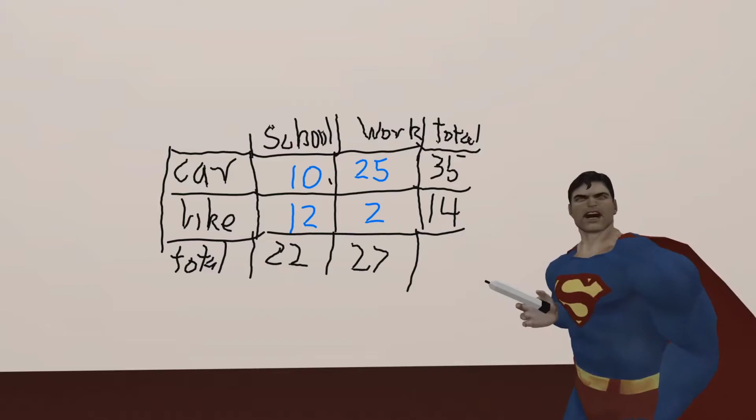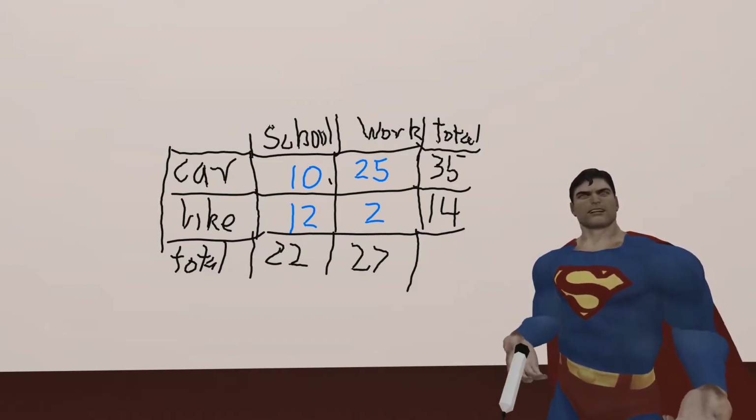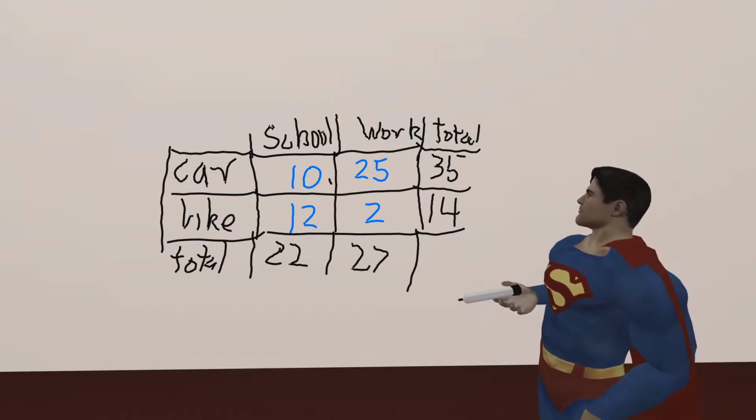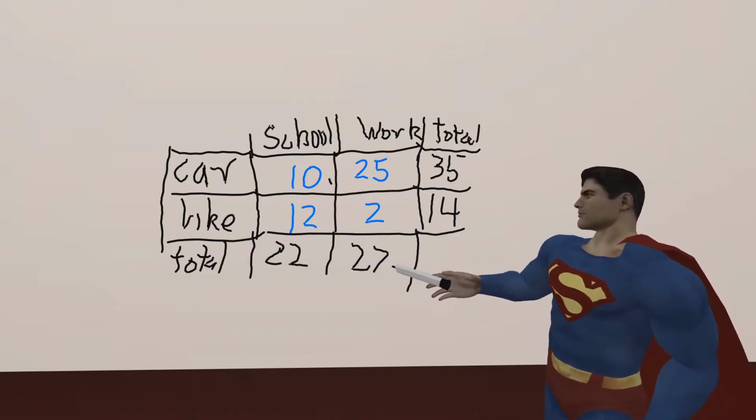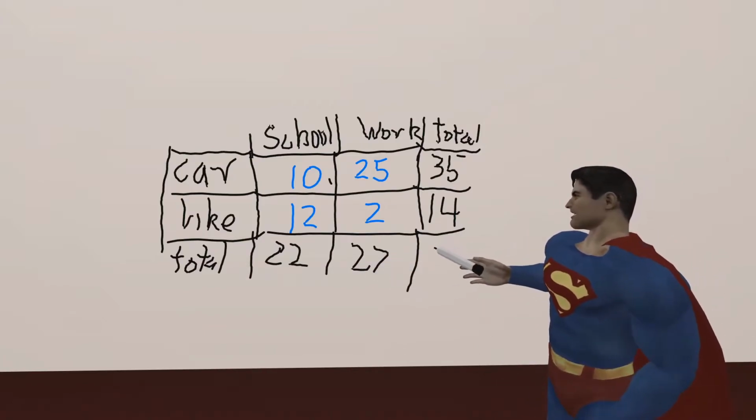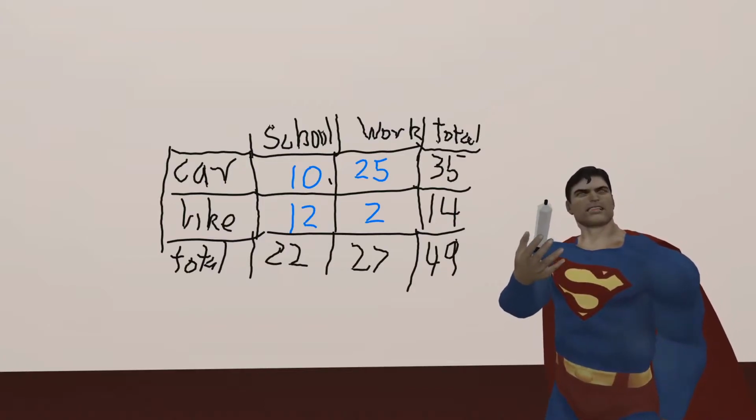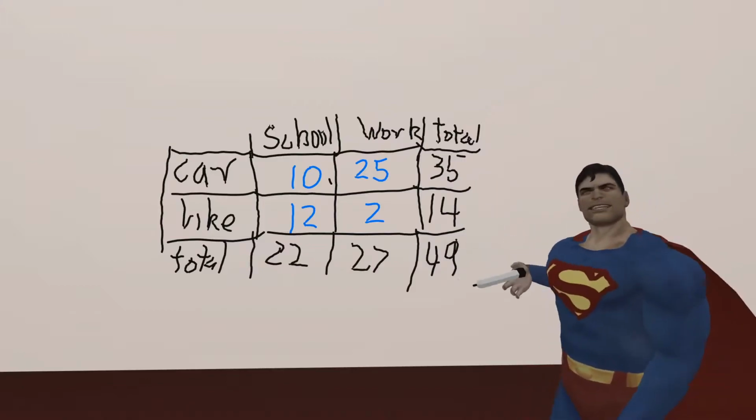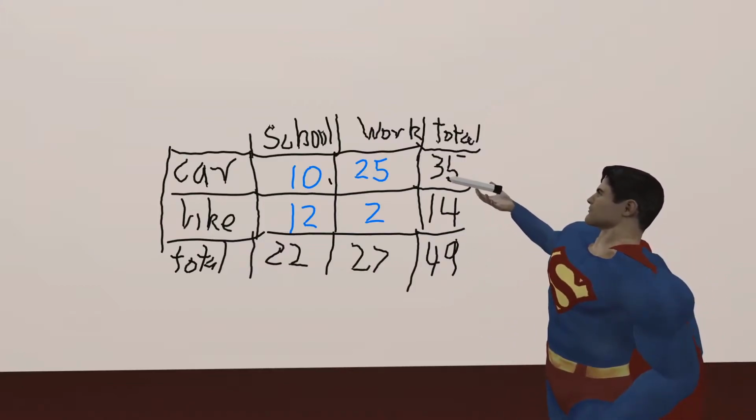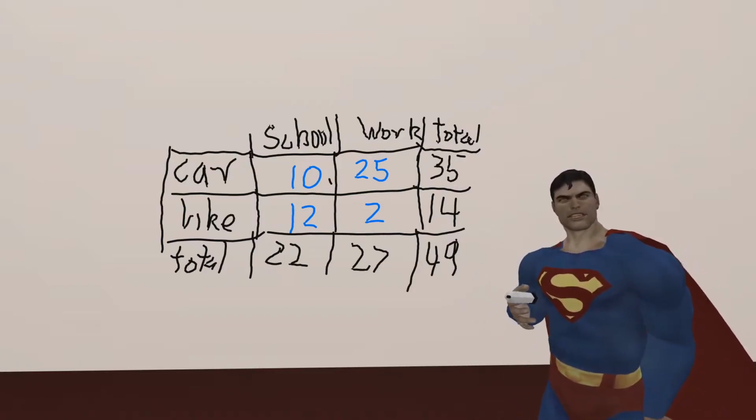Now, in this last little bit here, this is where we put the total number of people in this survey. So what we can do is add up the bottom two. So 22 plus 27 is 49. And one way to check that you've done this correctly is if you add these two numbers, you will also get 49. The 35 plus 14 is 49. So we've done this correctly.